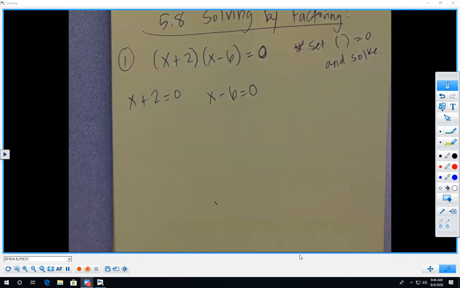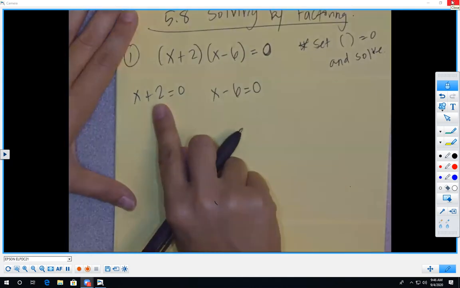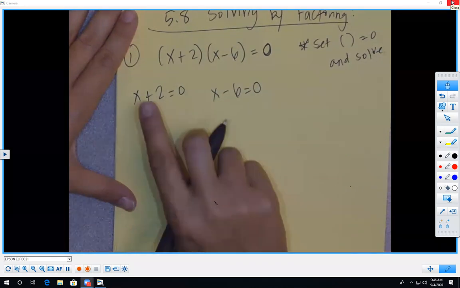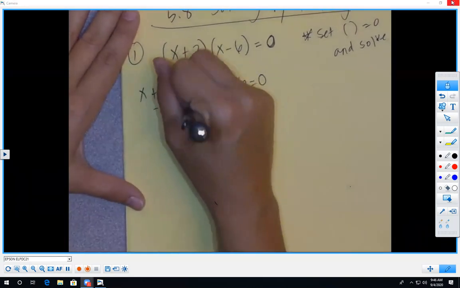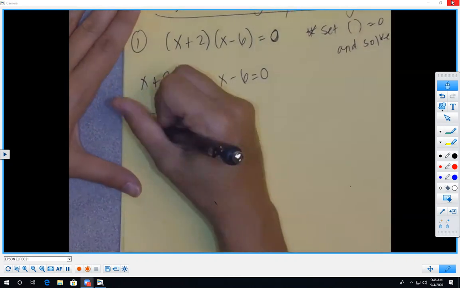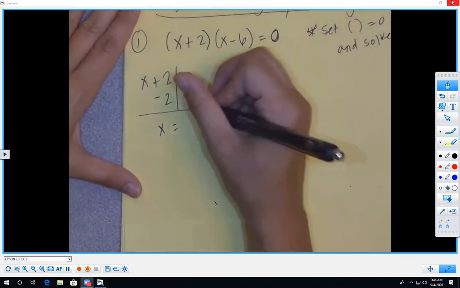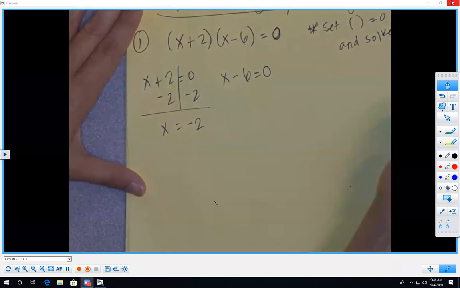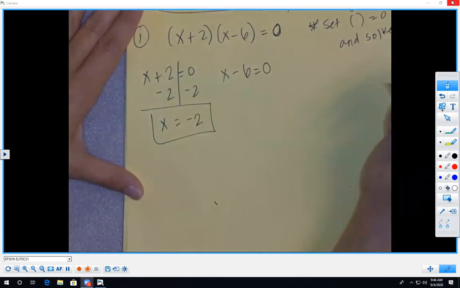And then solve them. So x plus 2 equals 0. How do I solve for x? Subtract 2, right, from both sides. So I get x equals 0 minus 2. It's negative 2. And that's one of your answers.